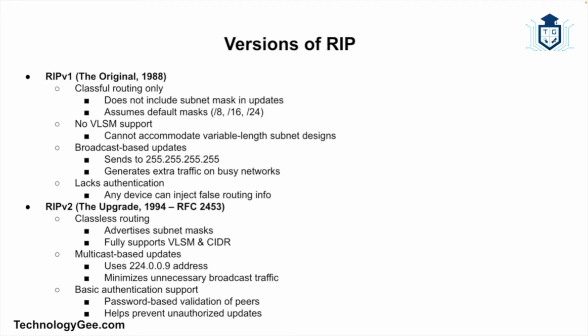Then you have RIP version 2. This was introduced in 1994, and it fixed a lot of these earlier problems. Now it has classless routing, and this supports VLSM and subnet masks. There are also multicast updates. It uses multicast instead of broadcast, which reduces unnecessary traffic. And then there's authentication support, so you can require routers to authenticate routing updates, although it's just basic password-based authentication.